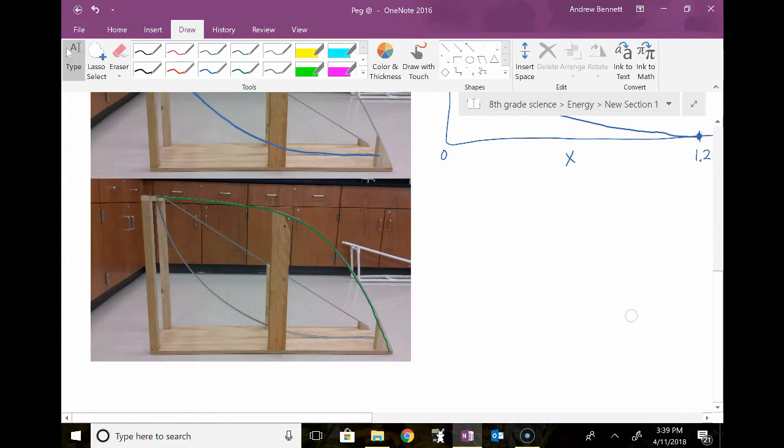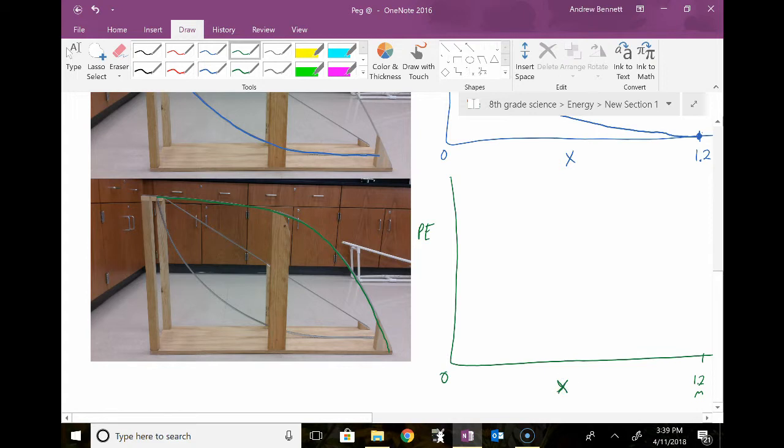Last one, starting with the potential energy. Potential energy here is 0 to 1.2 meters in the x direction.